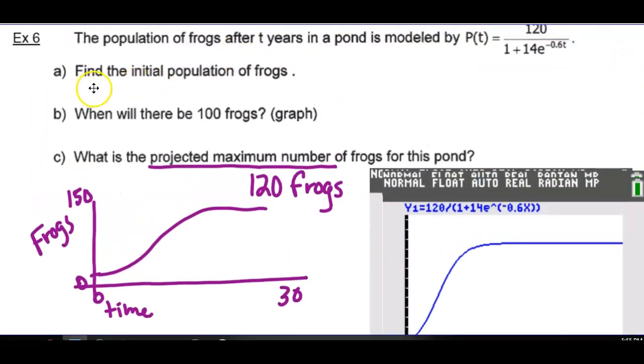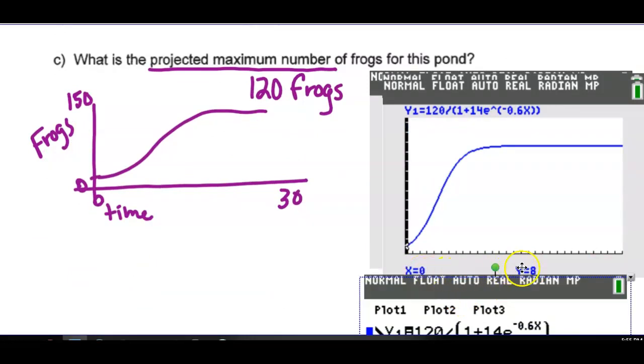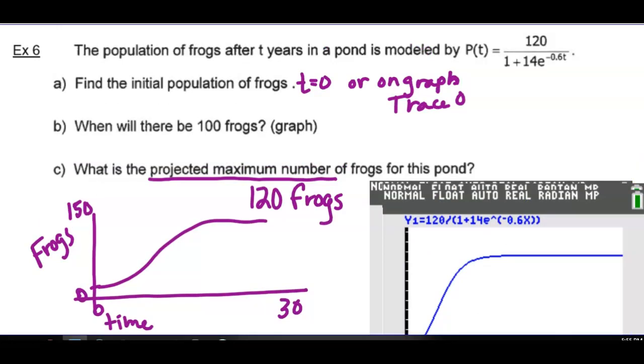Then the first question said, what was the initial population of frogs? So you can either put in t equals 0, or on the graph, just do a trace 0. So I did that. I went trace 0, and down here it says 8. Everybody see that? 8 frogs. Please do this question on your calculator and make sure it's working. Otherwise, you're going to do this one on the quiz, and there is one on the quiz of these, and you're not going to know how to type it in correctly, or on homework or something.